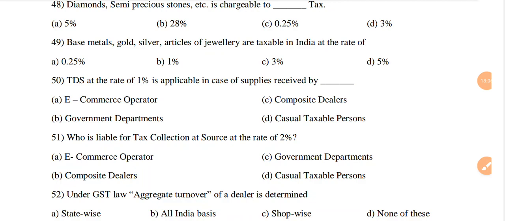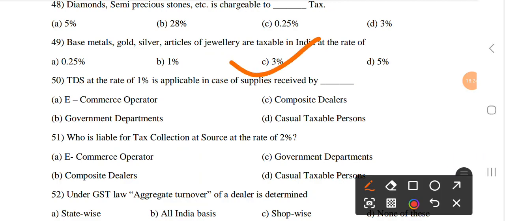Next question, base metals, gold, silver, articles of jewelry are taxable in India at the rate of option A 0.25%, B 1%, C 3%, and D 5%. The correct option is C, 3%.